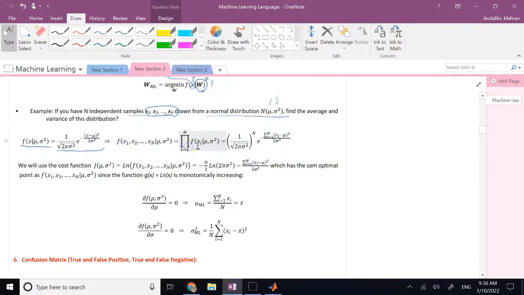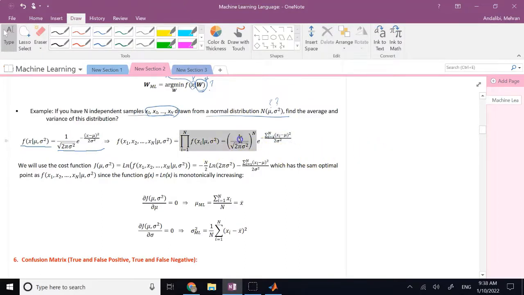Pi means product. So we multiply the individual ones, and that gives me what? This constant term, which is in all of them, is going to be raised to the power n because I have n of them. And all of these exponentials, the denominator of them is constant. Their numerators are going to be added together. That's why we have the sigma term. Correct? So now what do I have here?